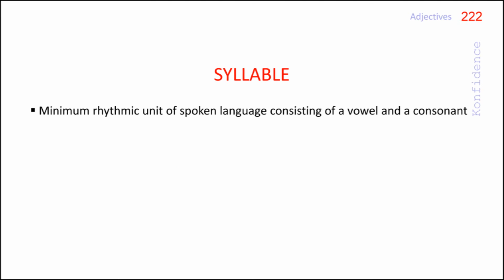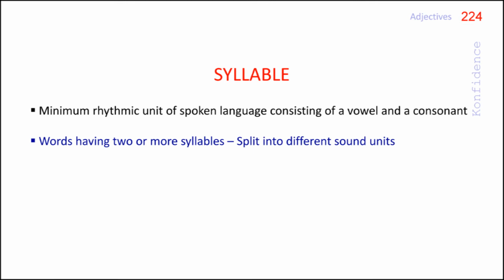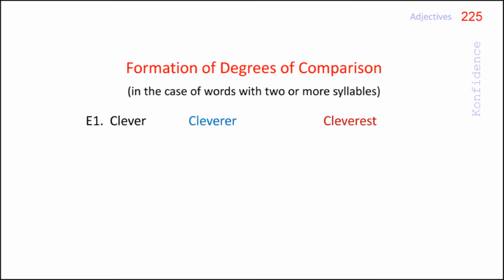A syllable is a minimum rhythmic unit of spoken language consisting of a vowel and a consonant. Words having two or more syllables can be split into different sound units. See the first example given in the slide. It's a two-syllable word, clever.